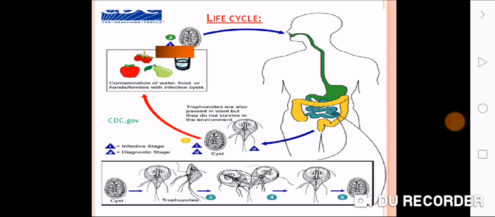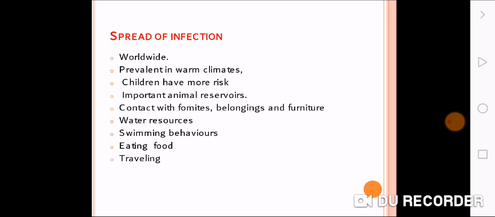It's a worldwide parasitic infection, prevalent in warm climates. Children have more risk to get the infection. There are animal reservoirs, mainly the beavers act as reservoirs for this parasite. We can get infection from fomites, from belongings, from furniture, from water resources, from food that's contaminated with feces, fecal materials that contain the cyst.